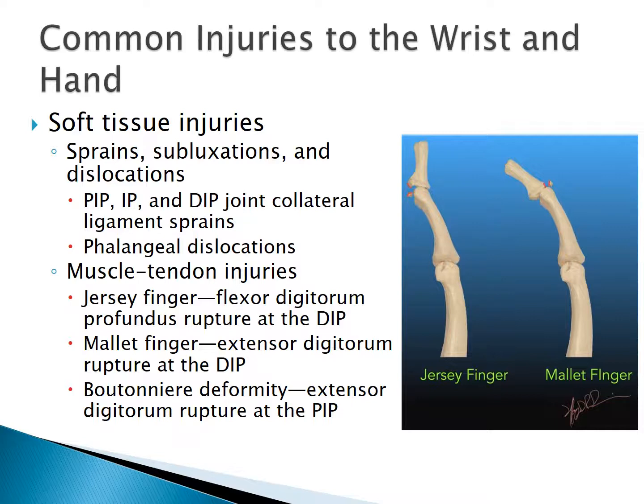A mallet finger can be thought of as the opposite of a jersey finger. This injury involves the tendon of the extensor digitorum at the distal phalanx to rupture, which will not allow the patient to be able to extend the DIP.